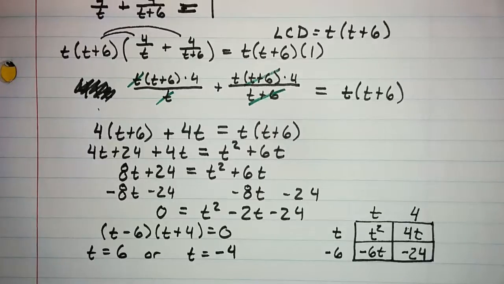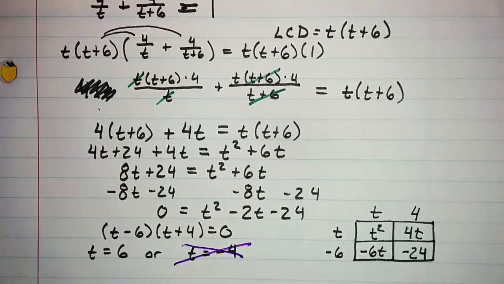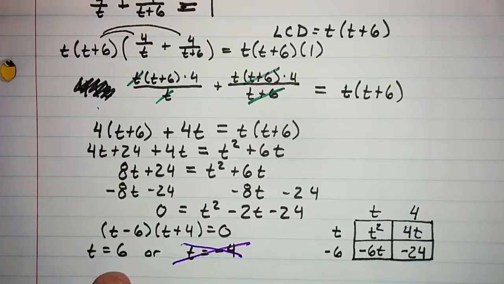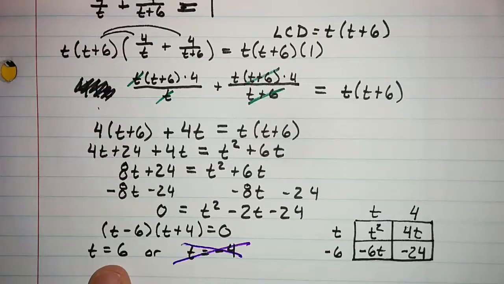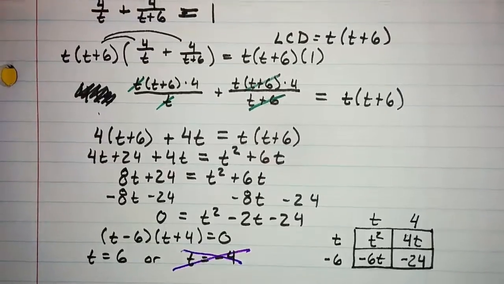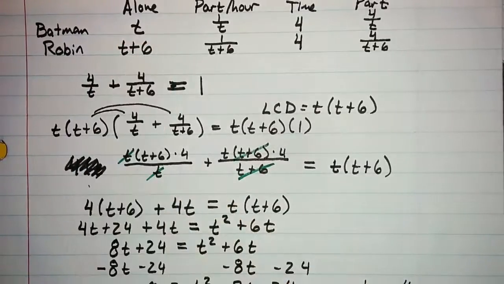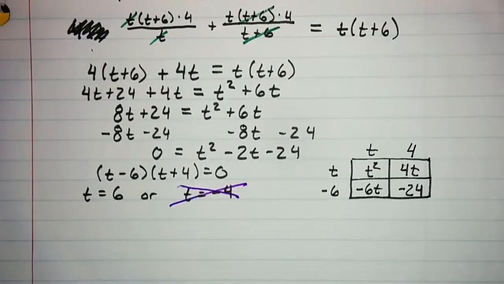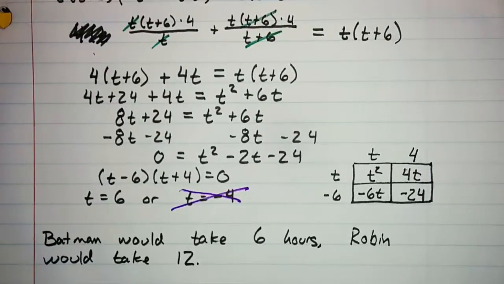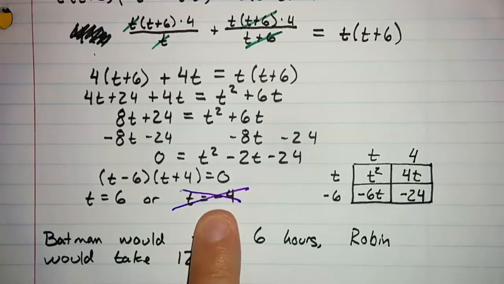Thinking back to the original problem, T is the time that it takes Batman to clean the Batcave. I don't think that even Batman can clean in a negative amount of time. This isn't Silver Age Superman we're talking about, after all. So we're left with T equals 6 for Batman's time. 6 plus 6 is 12 for Robin's time. So Batman would take 6 hours. Robin would take 12. Notice the one odd move we had to make here: we had to decide that the negative number didn't make any sense and throw it away.